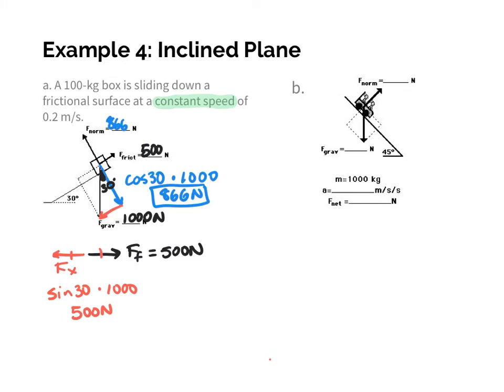So with an inclined plane, what we're doing is we're taking the force of gravity and breaking that down into components. This was an example of equilibrium. So let's take a look at example B. This is going to be an example of when forces are unbalanced.